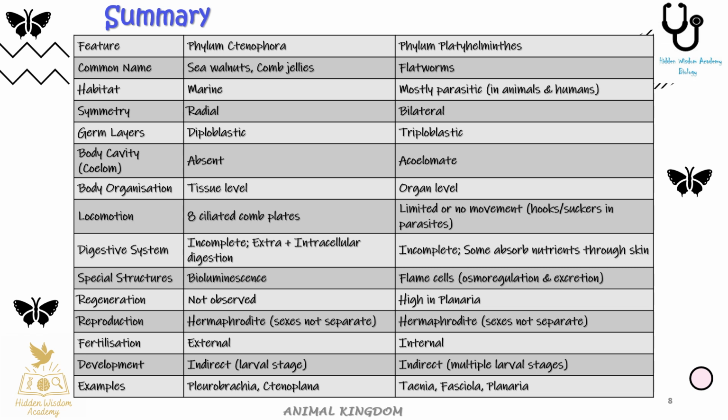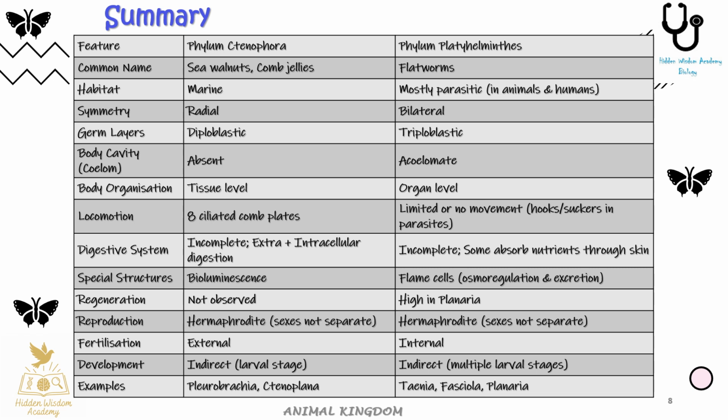A special feature of ctenophores is bioluminescence. In flatworms, flame cells perform osmoregulation and excretion. Regeneration is not observed in ctenophores, but is highly developed in planaria. Both are hermaphrodites, meaning sexes are not separate. Fertilization is external in ctenophores, while internal in platyhelminths. Development is indirect in both, with larval stages present.